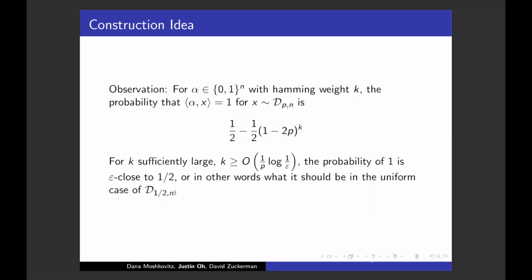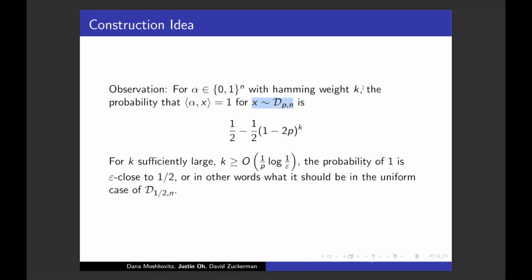So what we're showing here is that the behavior of these parities on the subset where the alpha is large, when you're drawing from D_{p,n}, is actually very close to just the behavior of the parities of the uniform distribution.